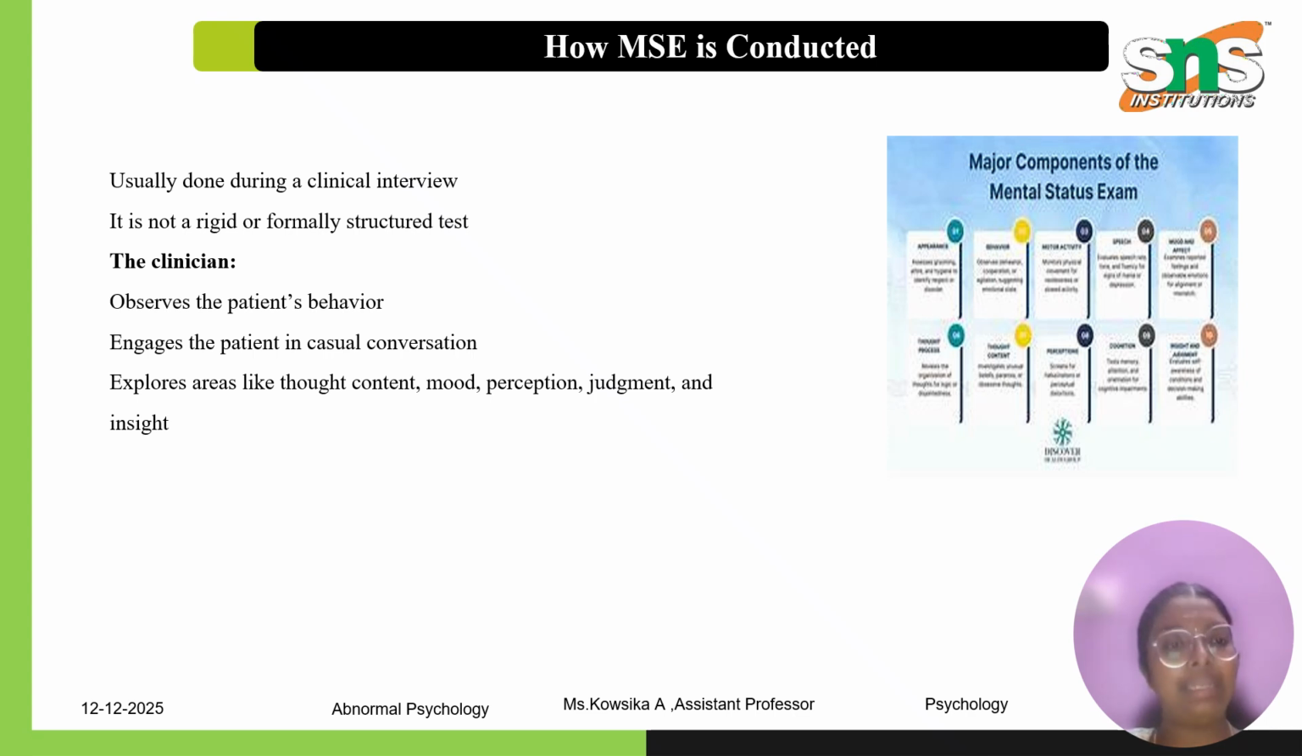The clinician observes the patient's behavior. The psychologist will silently observe the patient's behavior, how they are appearing, their mood, and everything. Then they engage the patient in casual conversation, asking basic things like what the time is, what the date is, what food they have had, which place they are coming from, who they are. All this information will be gathered by the clinical psychologist during the clinical interview.